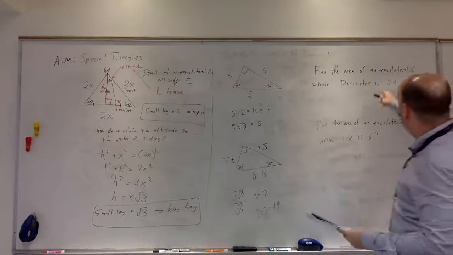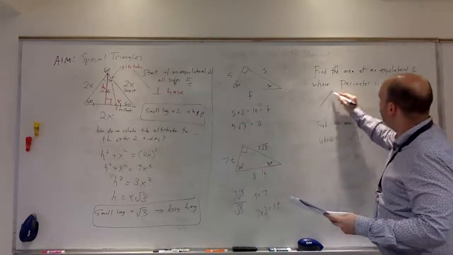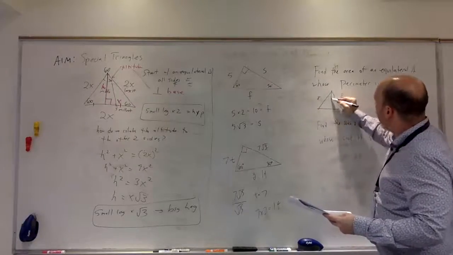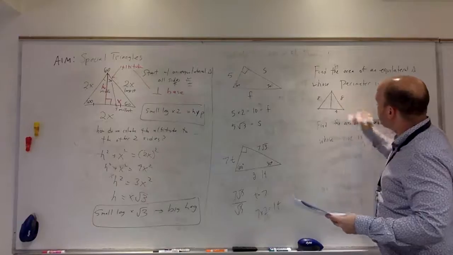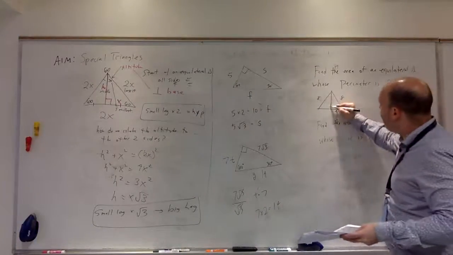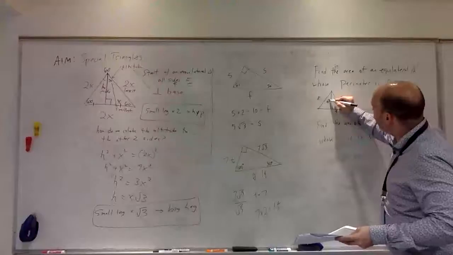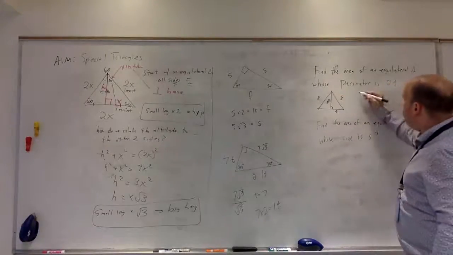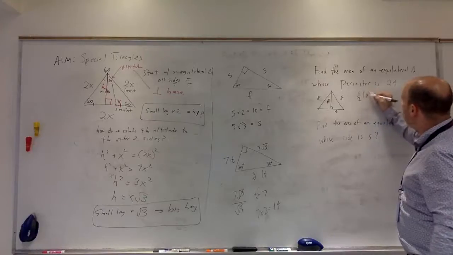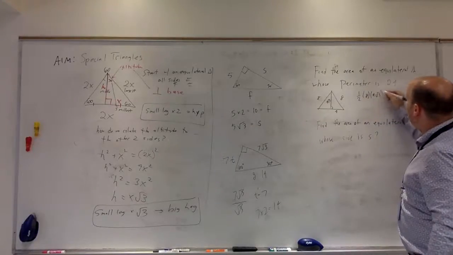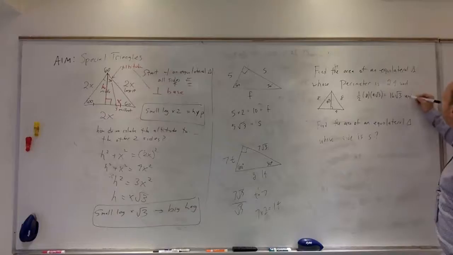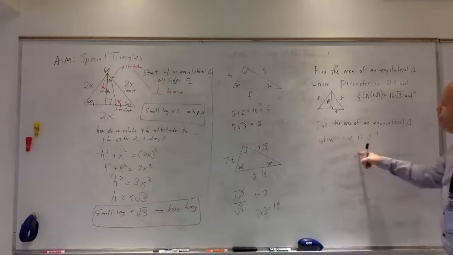So if the perimeter is 24, that means all the sides are 8. If I drop an altitude, that means the base is now broken into 4 and 4, and that means the height is 4 radical 3. So now I can find the area of the triangle. 1/2 the base times height. Final answer, 16 radical 3 unit squared.